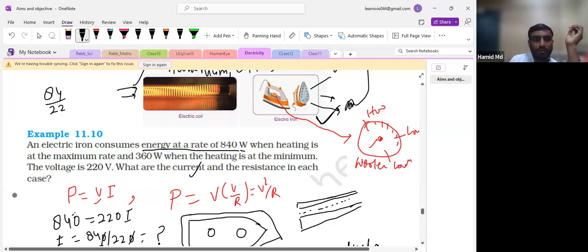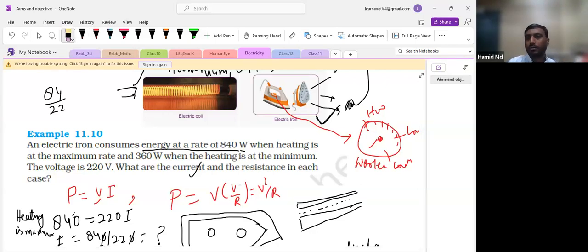When heating is maximum. When heating is maximum, right? So did you get it, Shoaib?